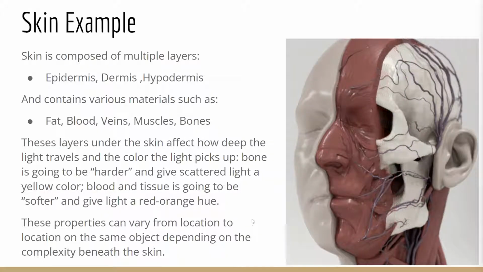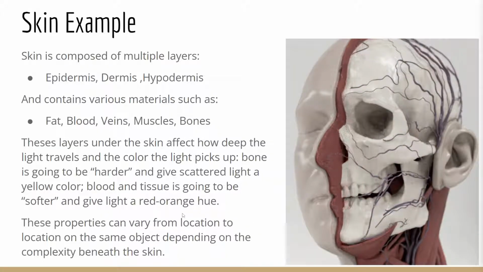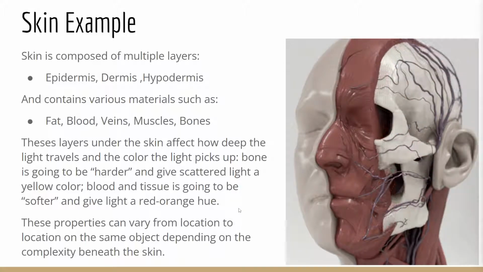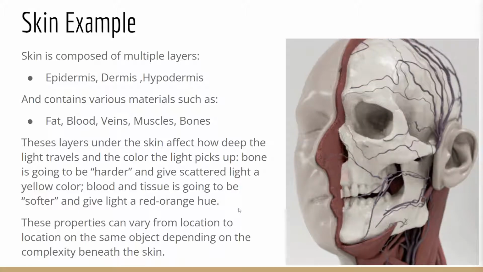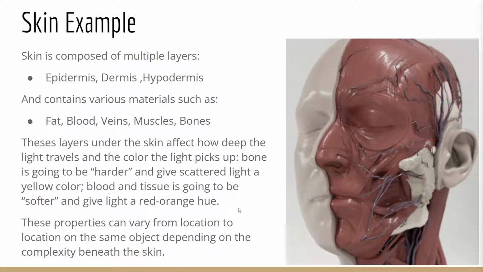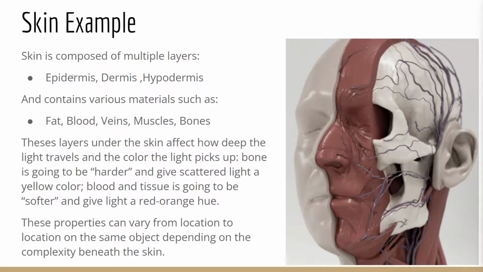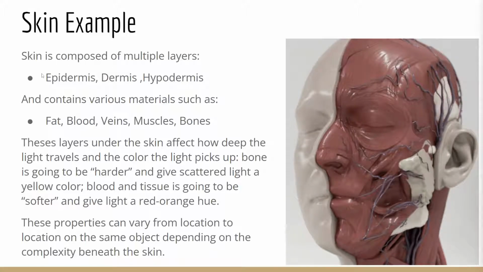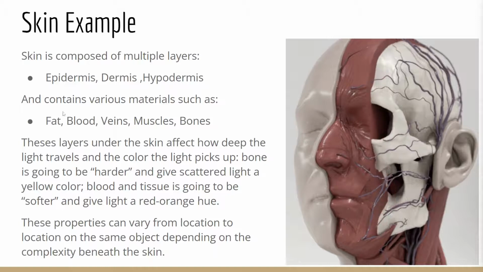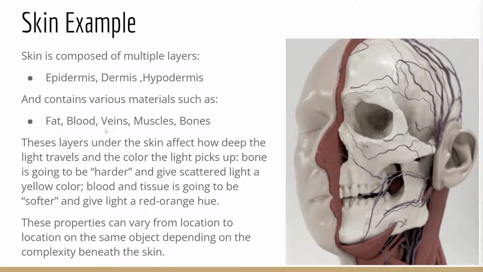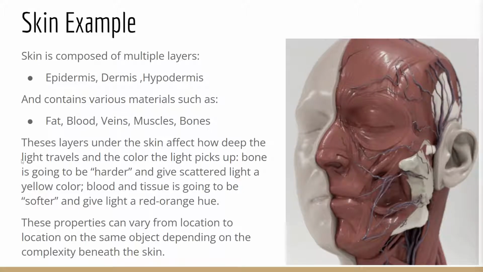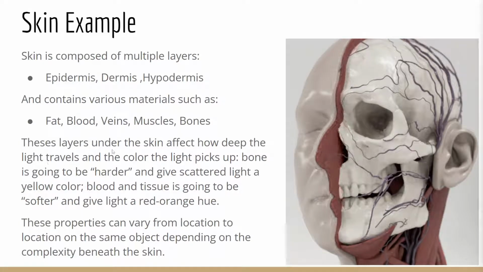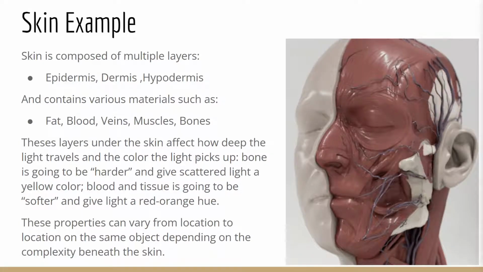I like to bring up human skin as an example because most things are very complex, but the human body is a very complex construction of many different materials and layers stacked on top of each other. So skin is composed of multiple layers, right? We have the epidermis, the dermis, and the hypodermis. And we also have different materials underneath the skin, like fat, blood, different tissues, veins, muscles, bones. So these layers under the skin affect how deep the light travels underneath the surface and the color that is picked up or transformed as it travels underneath.